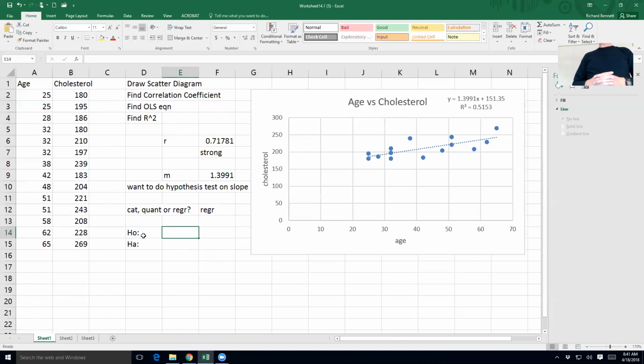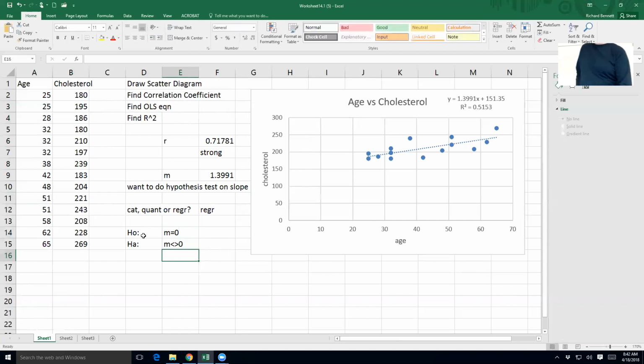Okay? We're specifically testing the slope. So what letter should I use? M. What should M equal? 0. Very good. And the alternative hypothesis? M does not equal 0.